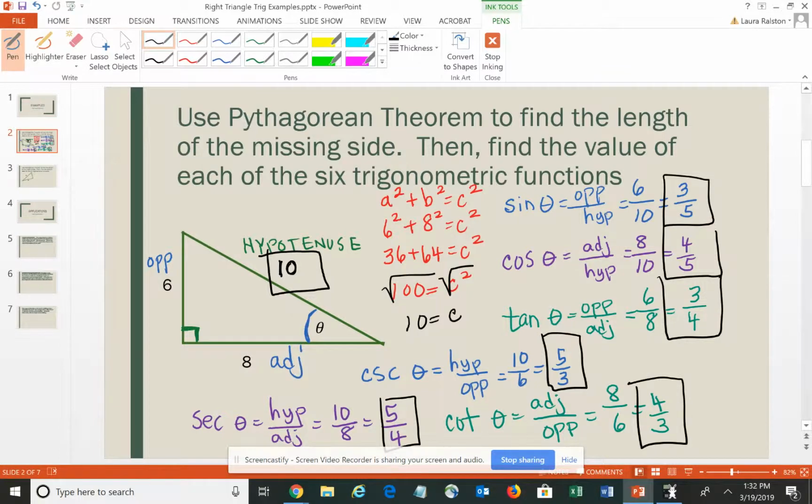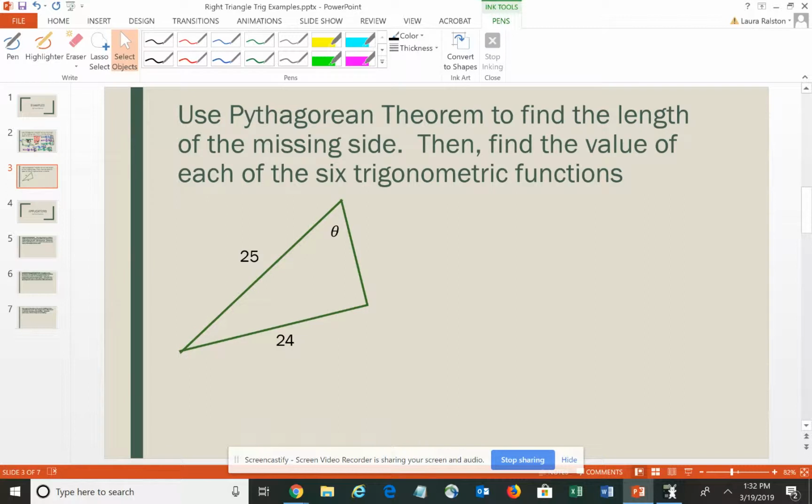Okay, let's do another one. Use the Pythagorean theorem to find the length of the missing side, then the value of the 6 trigonometric functions. Again, be careful about the orientation. Here's my right angle, so the side opposite would be my hypotenuse. In this case, my hypotenuse is 25. My angle, which is my point of reference, is in this top corner. So the side that measures 24 is opposite my angle, and I need to find the other leg.